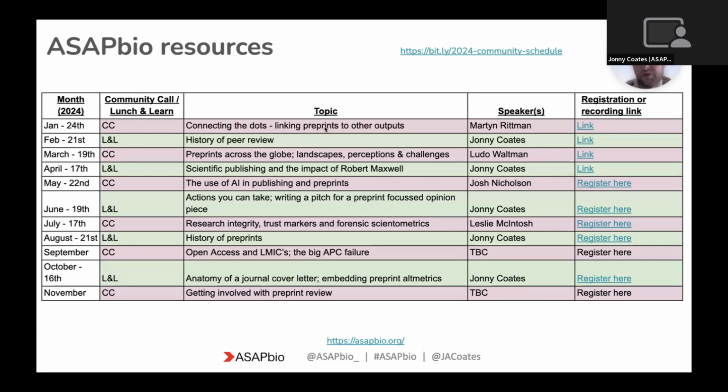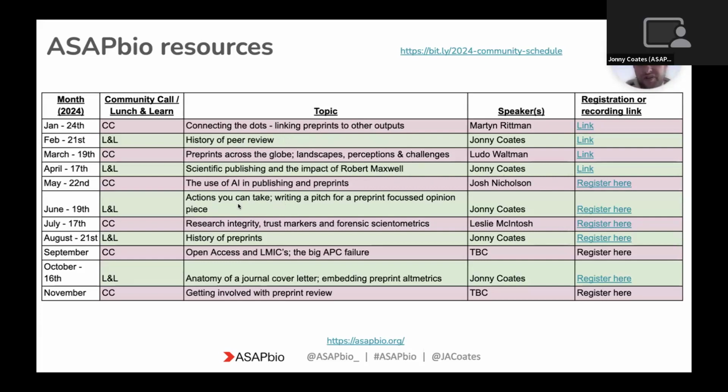We have community calls where external speakers come in and talk, and we have what we call lunch and learns because they happen at US lunch times. These are topics where I take something relevant, even tangentially, to preprints, and we go a bit more in depth for half an hour. For example, we've done the history of peer review. We talk about the role of Robert Maxwell. If you're not sure who he is, Google him. He's a very interesting, if that's the right word, man.